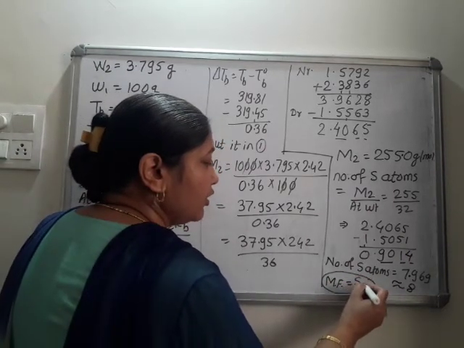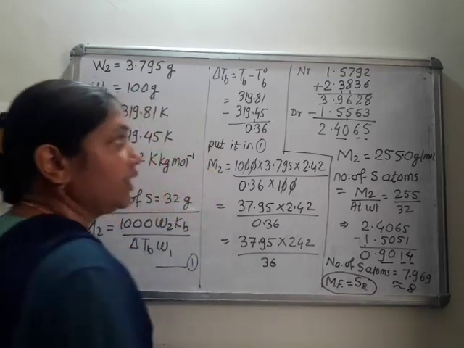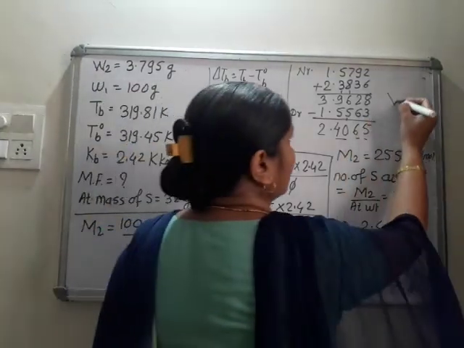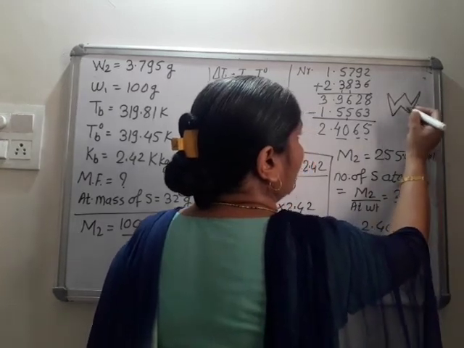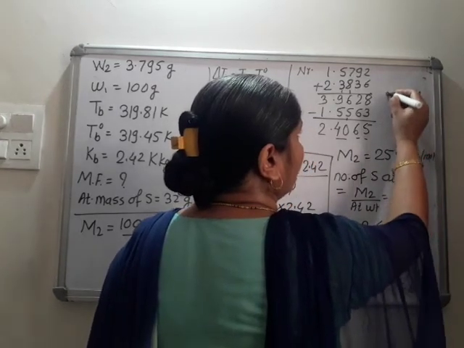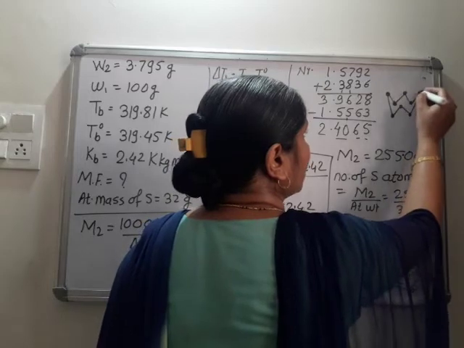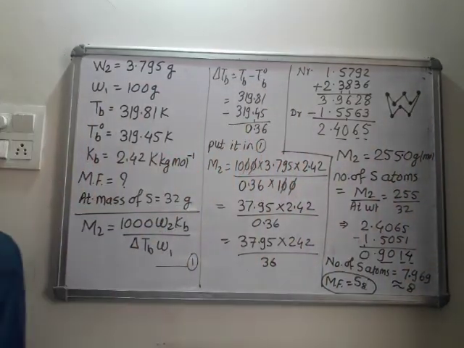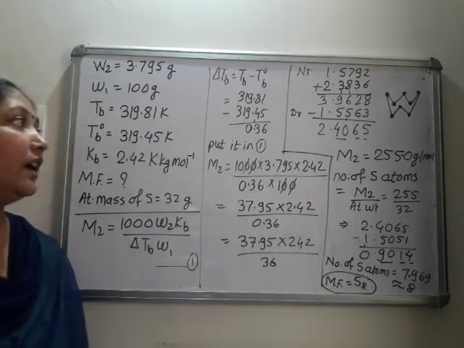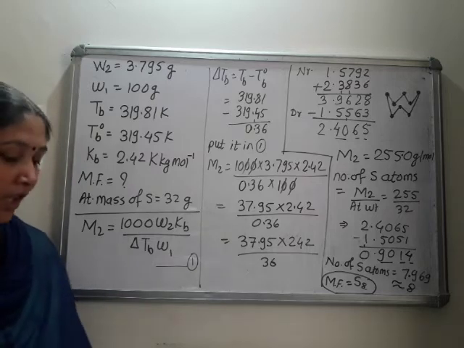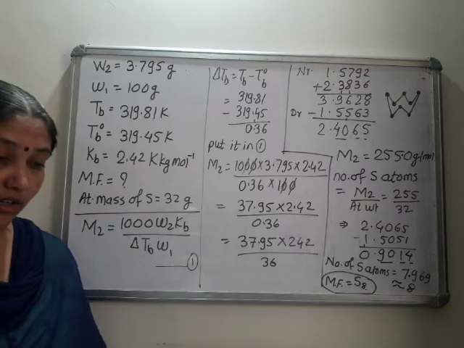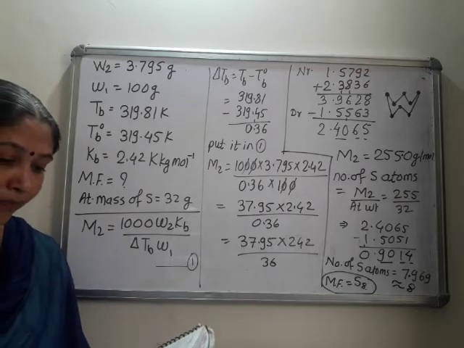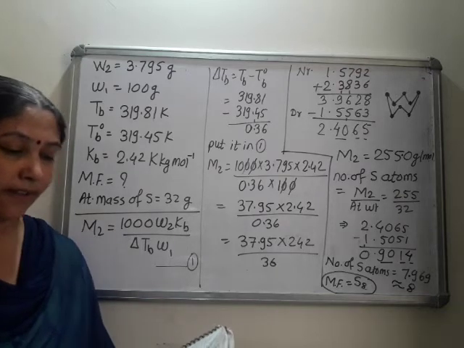You know sulfur is crown shaped. Like this. S8 structure is there. So every corner is nothing but a sulfur atom. So S8 structure. Sulfur has molecular formula S8. Very good question. We have to find here the molar mass. We have to find here the molecular formula. Okay. Next.